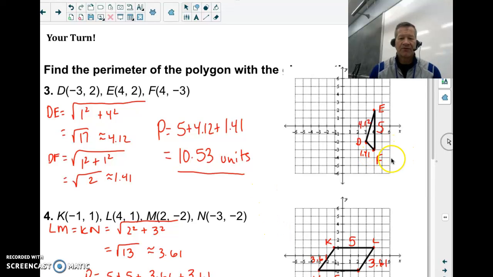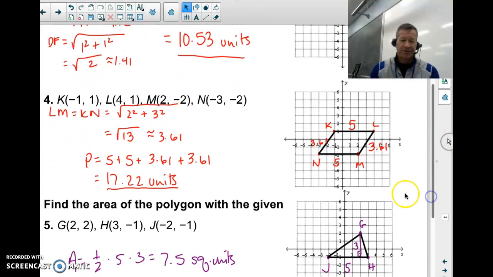Okay, did you try them? Hopefully you did. This first one was the hardest one. You had to find the perimeter. So you plot all 3 points. This distance was easy to find. It was 5. But from D to E, you had to go 1 this way and 1, 2, 3, 4 up. So you had to do a Pythagorean theorem with 1 squared plus 4 squared. We got the square root of 17, which is 4.12. From D to F, we had to go 1 this way and 1 that way. So 1 squared plus 1 squared, that was the square root of 2, or 1.41. Add them all up, you get 10.53.